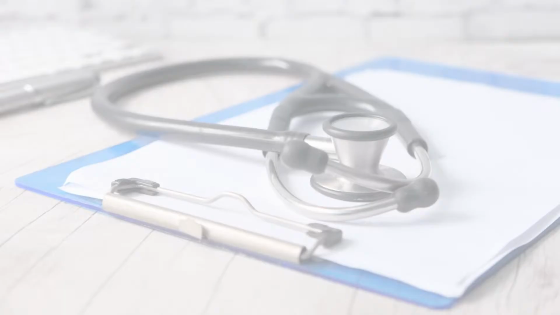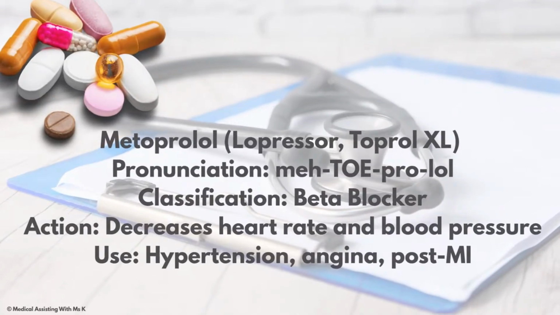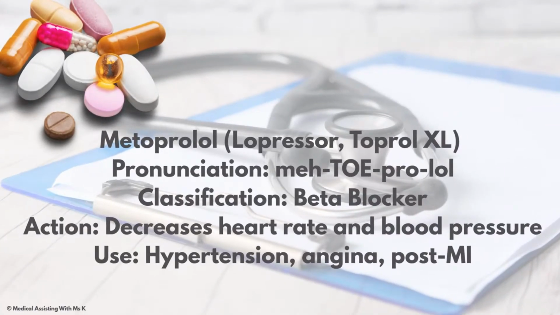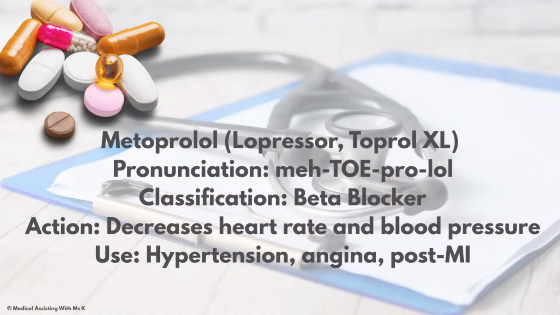Okay. Next medication we're going to go over is metoprolol. So remember, I told you guys that when you see those medications ending in -olol, atenolol, metoprolol, propranolol, you guys will know those are the beta blocker medications. And how do they work? They decrease heart rate and blood pressure. What is it used for? Hypertension, angina or chest pain, or post-MI, myocardial infarction or heart attack. Okay, so metoprolol. The brand names for metoprolol, you have Lopressor, and you also have Toprol XL.